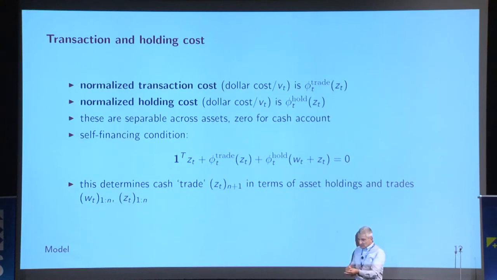It says that you buy some stuff, you derive cash from that, you put cash in, you sell some stuff, cash comes in, and then there's the cash account, and it all just balances out. So that's the idea. If you work out what this is, it basically determines the cash trade amount in terms of the asset holdings and trades. So if you choose the asset trades here, and you know the asset holdings, then this will simply determine the cash trade. It tells you how much you're going to debit or pump into the cash account. Okay, so that's self-financing.